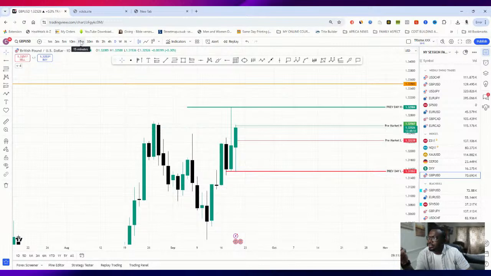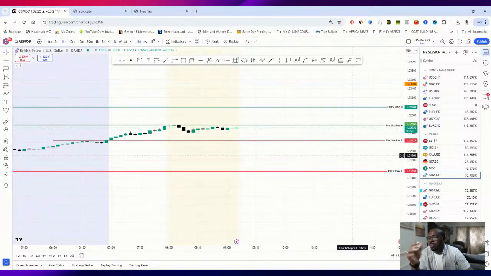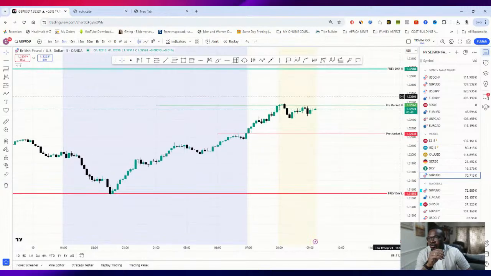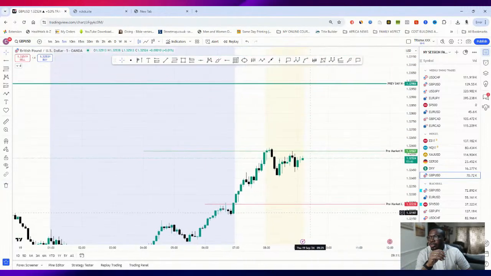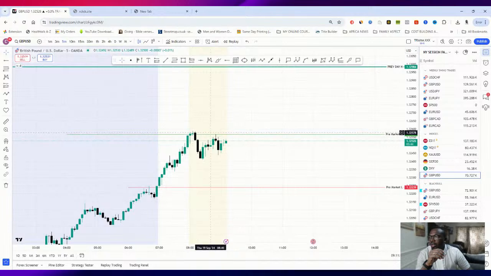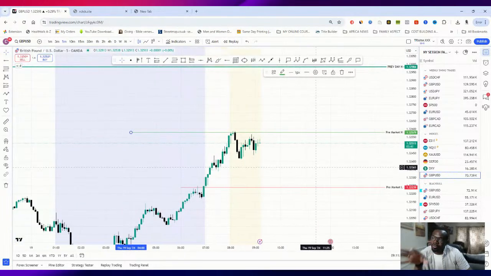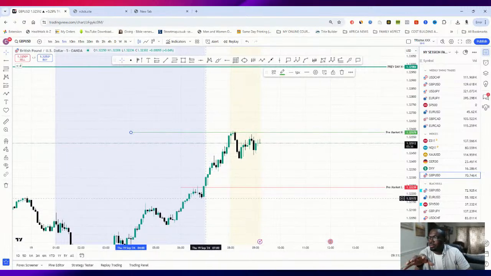Now, the next thing is to go to a lower time frame, like 15 minutes or 5 minutes. Normally, I use the 5 minute time frame for this kind of trade. So what am I looking for? That price will break my pre-market high. That's what I said earlier. I want price to break my pre-market high. This is the pre-market high, and this is the pre-market low area here.